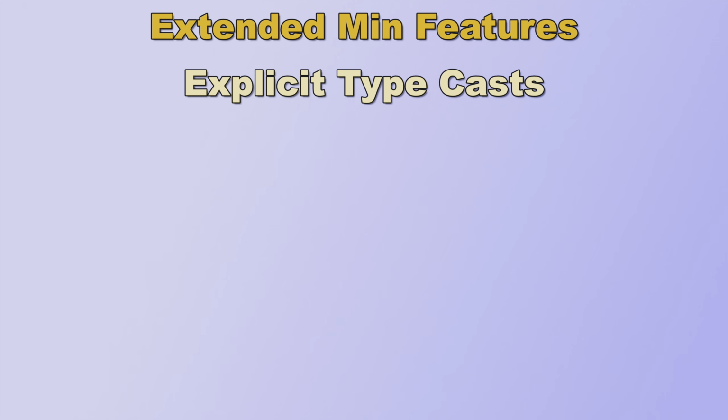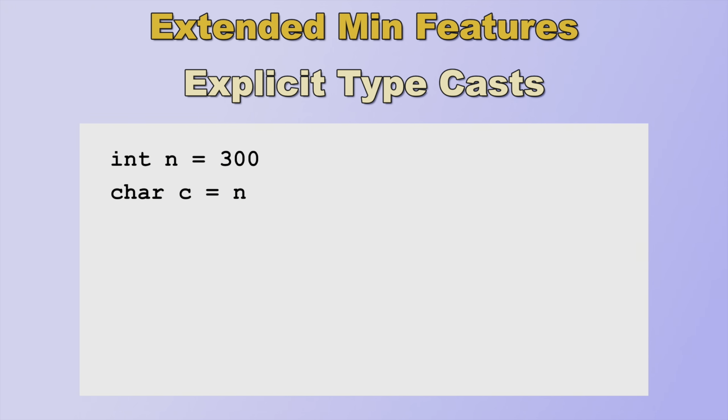The sixth feature is explicit casts. This is the one place where extended min is stricter than the original min. In the original min language, if you assign a 16-bit int to an 8-bit char, it silently throws away the upper byte. The program runs, you get garbage, and you spend an hour figuring out why. In extended min, that's an error. If you genuinely want to narrow a value, you use the cast operation explicitly.